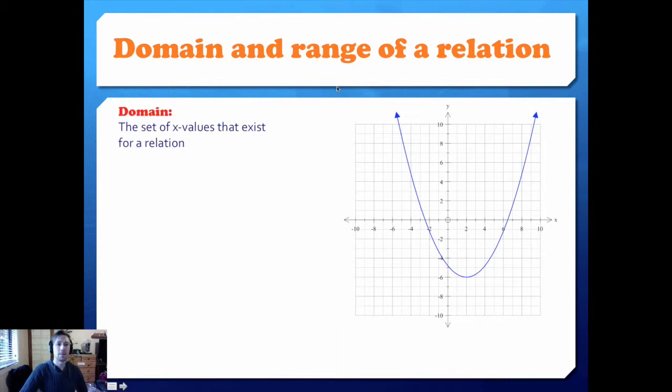So the domain is the set of x values that exist for a relation. That is, how far does a graph go from left to right, essentially. Alright, and the range means the set of y values that exist for a relation. So that is, how far does the graph go from the bottom to the top.